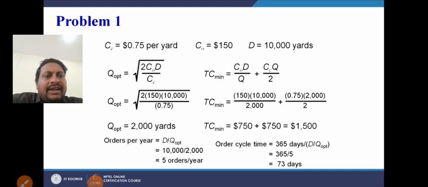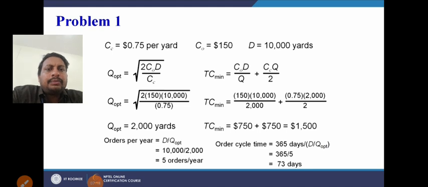Order cycle time is 365 days divided by the number of orders. Our annual demand is 10,000 yards, so the order cycle time is days divided by Q, 365 by 5. We place the order 5 times a year, so 365 by 5, and the order cycle time is 73 days. So this is about problem 1.